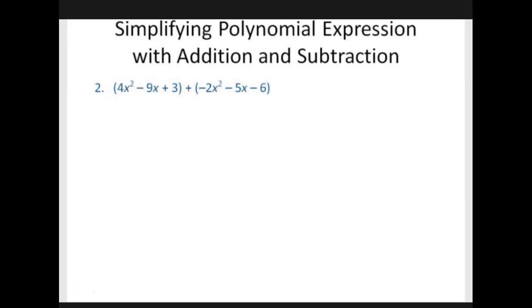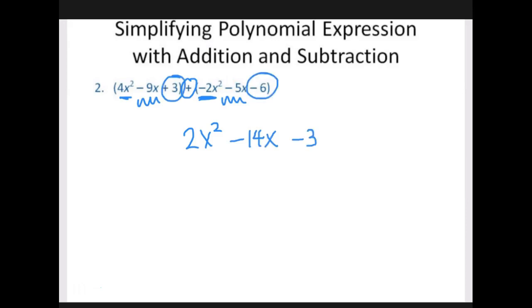If you have a plus sign between them, then no signs within the parentheses change, and everything is as it is. So we're just going to combine like terms. So 4x squared and negative 2x squared is 2x squared. Negative 9x and negative 5x gives negative 14x. And a positive 3 and a negative 6 gives a negative 3.